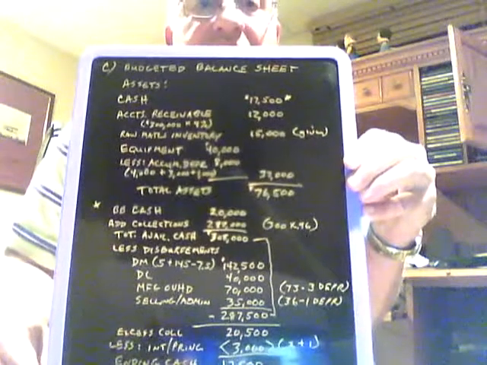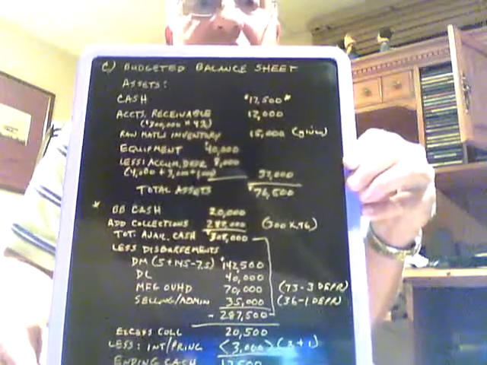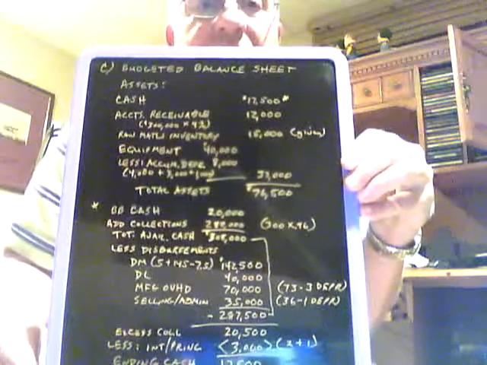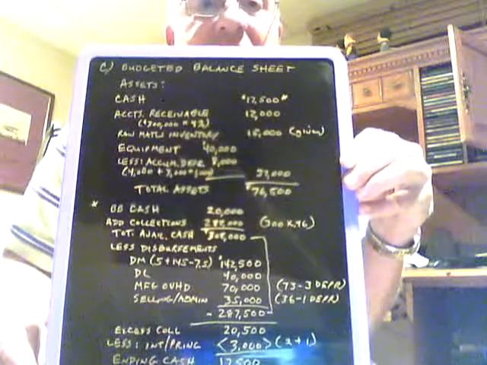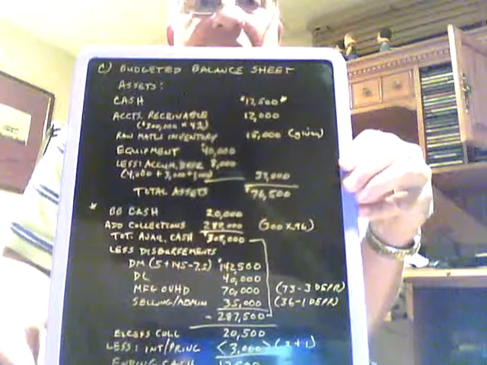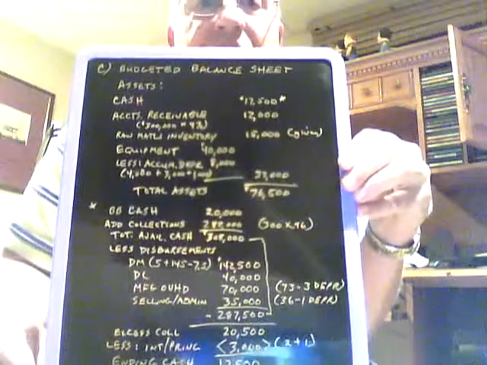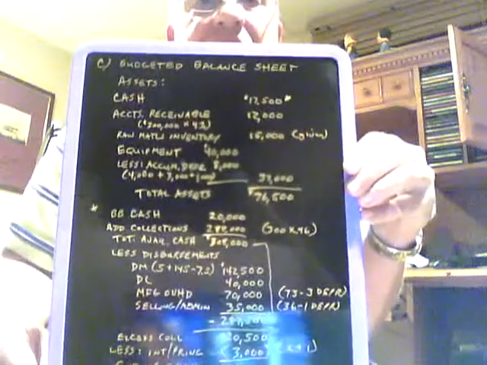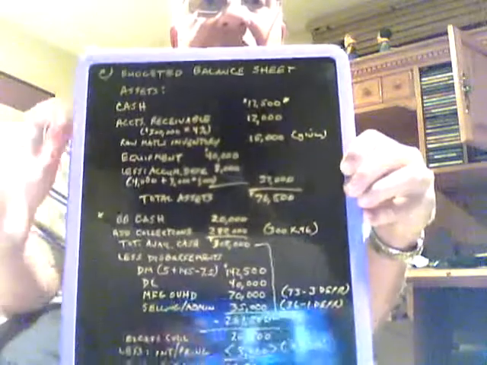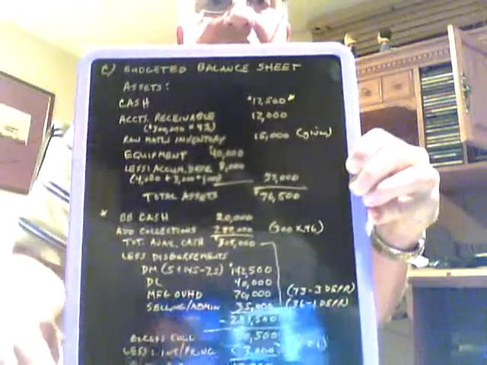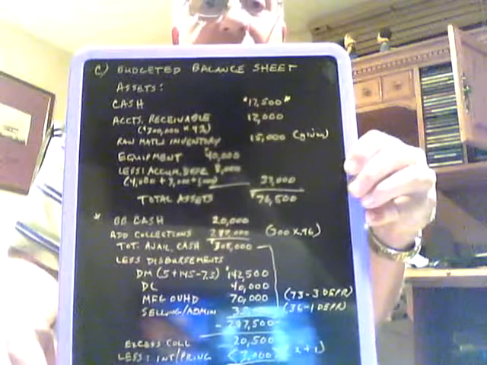Then we add the collections, and an important piece of the information there was that the accounts receivable would only amount to 4% of the sales. We knew the sales was $300,000, so our accounts receivable, as shown above here, is $12,000 based on that formula, 300,000 times 4%.